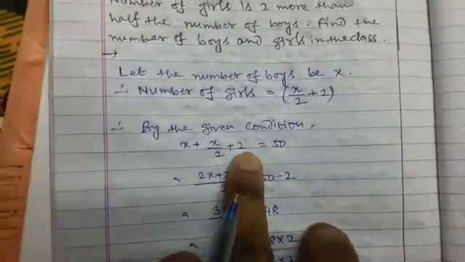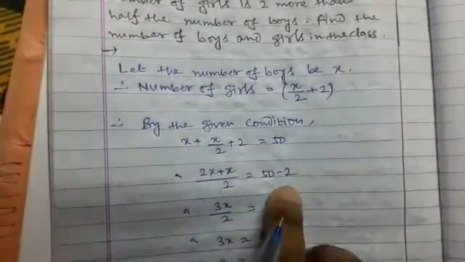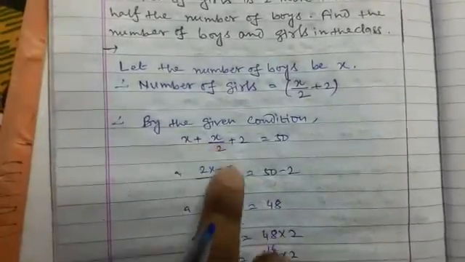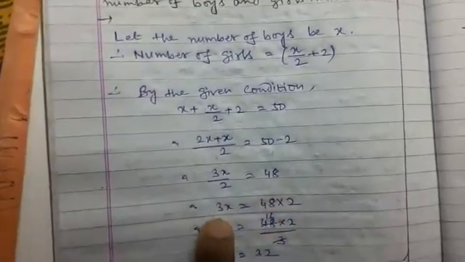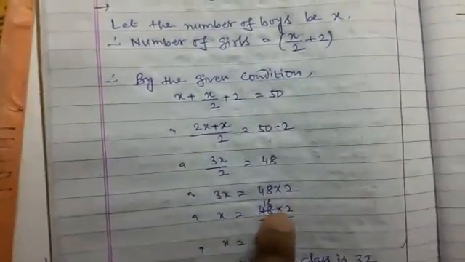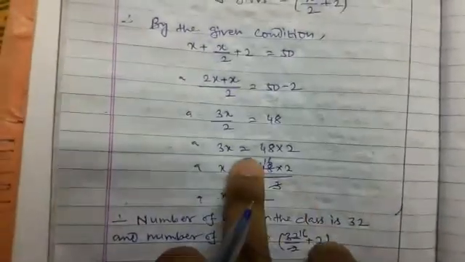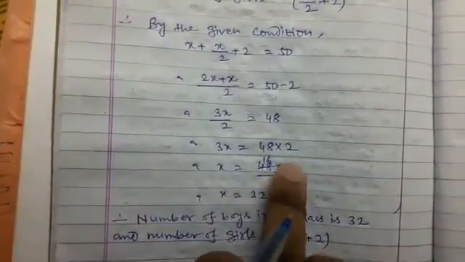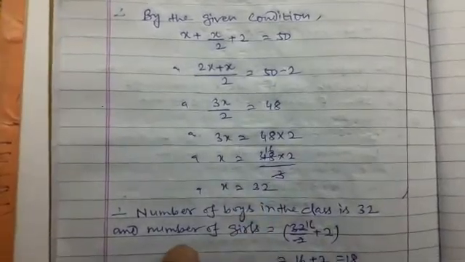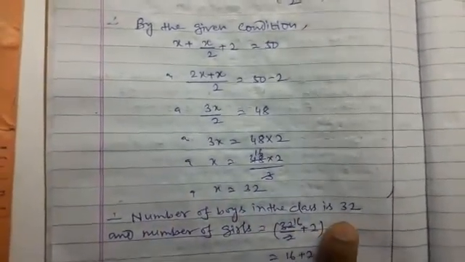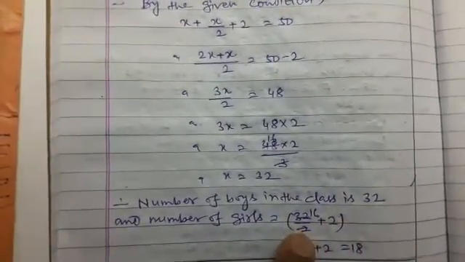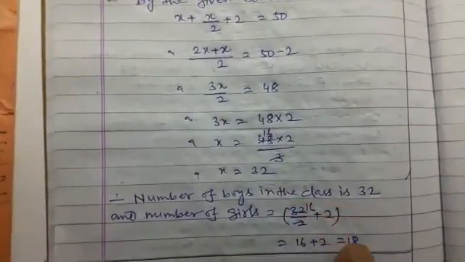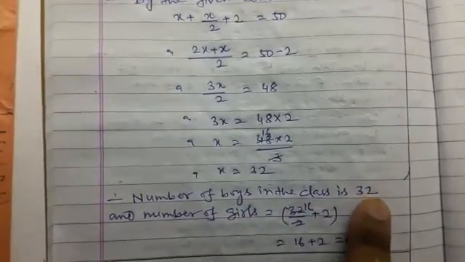Then same here, I have taken 2 to the right hand side, that's why it becomes minus, and 2 is the LCM. So 2x plus x by 2 equal to 50 minus 2, so 3x by 2 equal to 48, therefore 3x equal to 48 into 2 and x equal to 48 into 2 divided by 3. And 3 into 16 equal to 48, therefore x equal to 16 into 2 equal to 32. So that means the number of boys in the class is 32 and the number of girls is 32 divided by 2 plus 2. 32 divided by 2 means 16, so 16 plus 2 equal to 18. So the number of boys in the classroom is 32 and the number of girls in the classroom is 18.